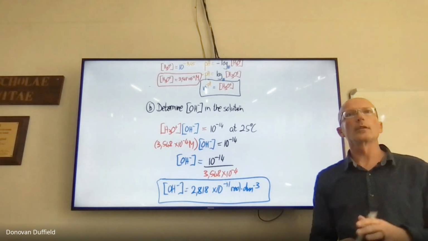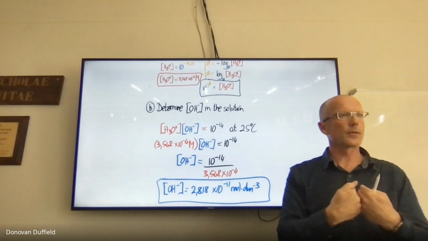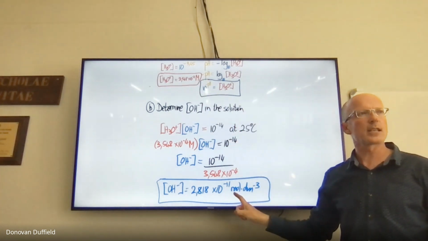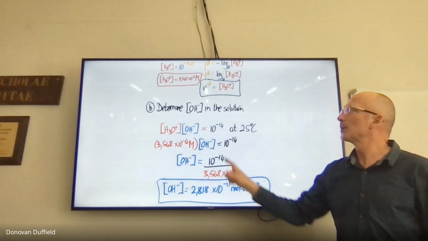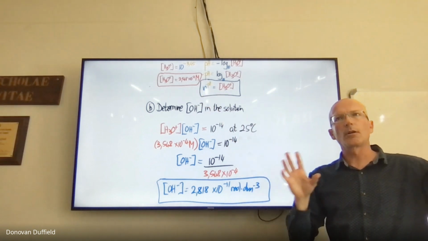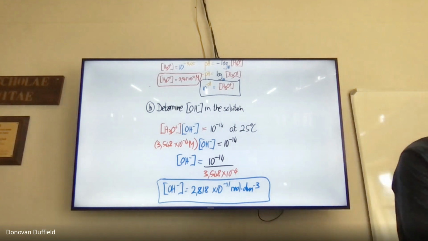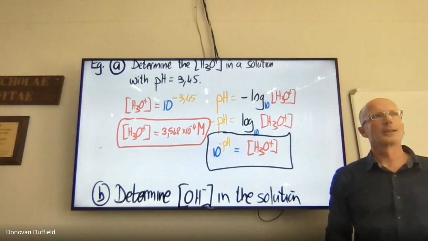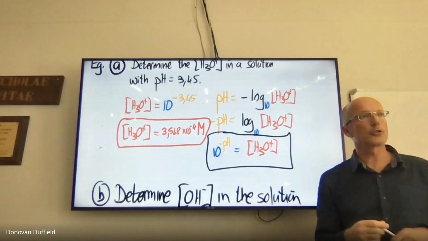I thought it was negative 14. No problem. It's fine. Remember, it's cool to make mistakes in science. Can you see that this is way bigger than that by about 7 orders of magnitude? Ladies and gentlemen, it's because it's an acidic solution. There's way more hydronium ions than hydroxide ions. Look at the pH. The pH was 3.45. It's a reasonably strong solution.